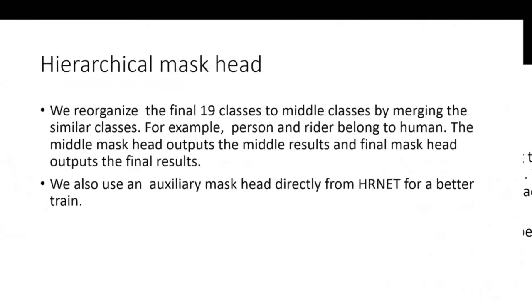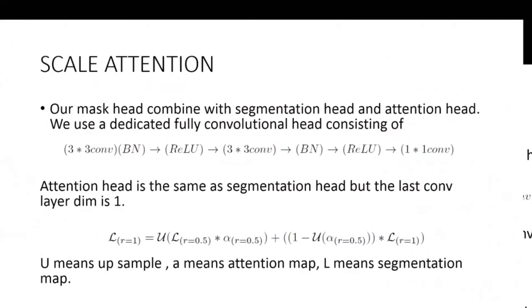We organization the final 90 class to middle class by merging the single class. For example, person in the reader belong to human. The middle must head outputs the middle results and the final must head outputs the final results. Our must head combined with segmentation head and attention head. Attention head is the same as the segmentation head, but the last conversion D is 1.